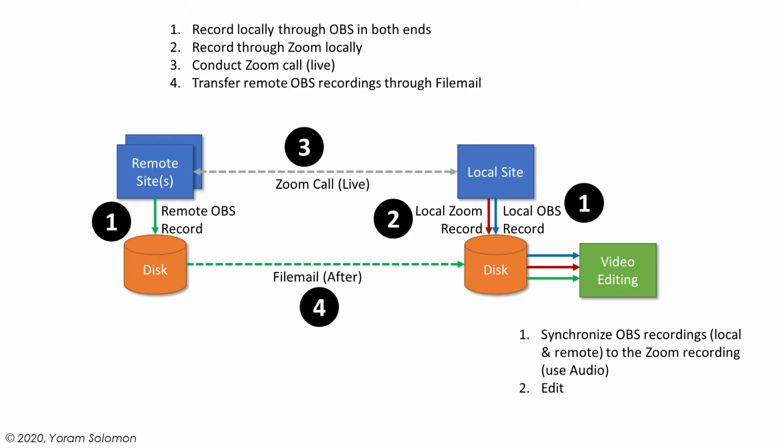And step number 4 is after the fact, one location, whoever is going to do the video editing, they need all those files. They need the blue files, which are the local OBS recordings, the green files, which are the remote OBS video recordings, and the red one is the local Zoom recording. So I use FileMail, but there's WeTransfer, you can use anything, OneDrive. I'll actually share a list of how you can send that file, because this is going to be a pretty big file.